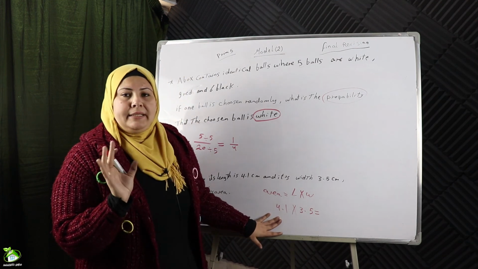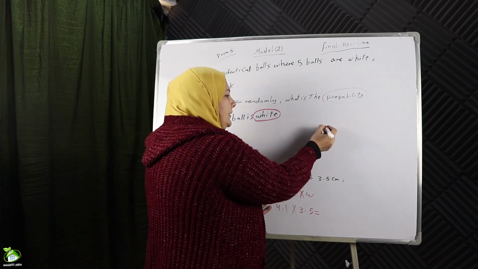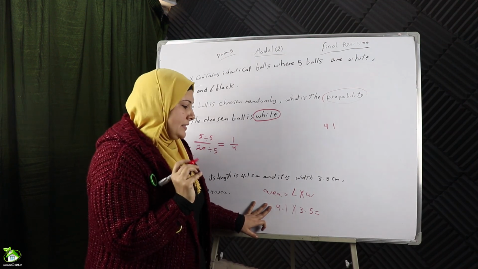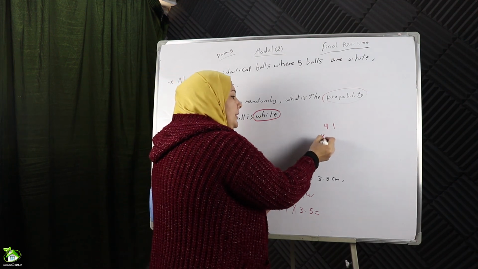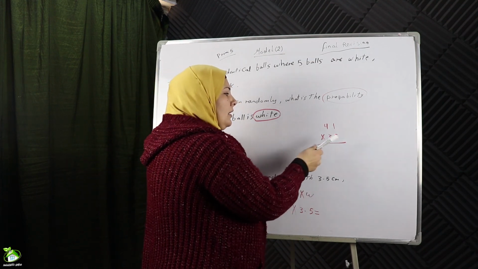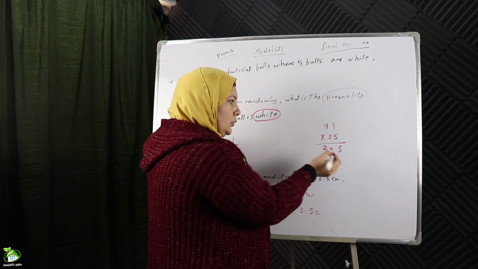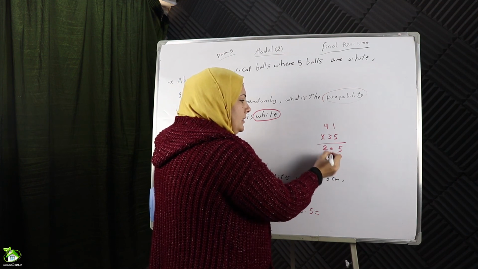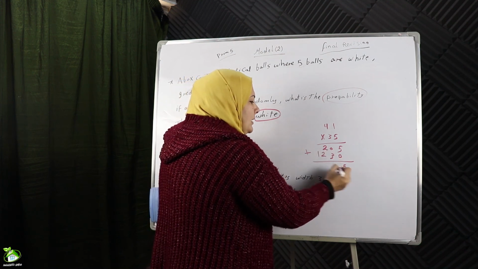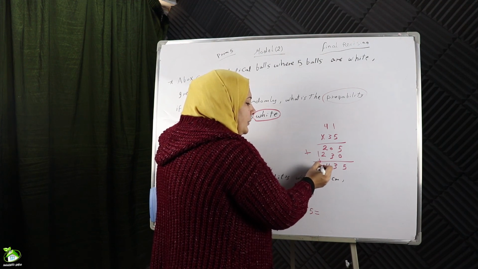To multiply any two decimal numbers, rewrite the numbers as whole numbers. 4.1, I will write it as the whole number 41, times 3.5, I will write 3.5 as the whole number 35. 5 times 1 equals 5. 5 times 4 equals 20. Don't forget 0. 3 times 1 equals 3. 3 times 4 equals 12. And add. 5 plus 0 equals 5. 3 plus 0 equals 3. 2 plus 2 equals 4. And bring 1 down.